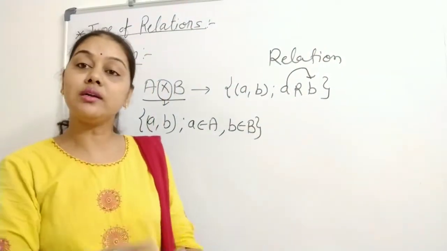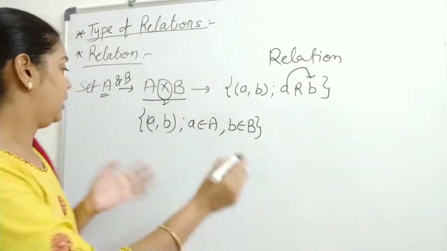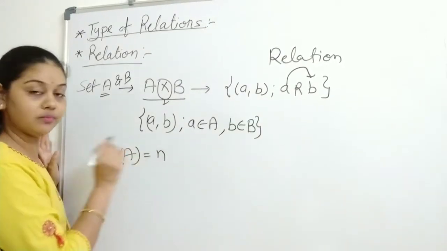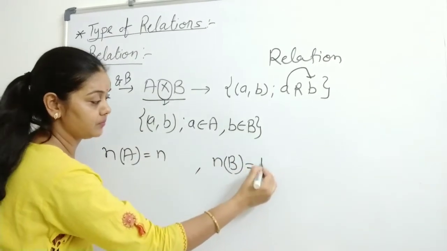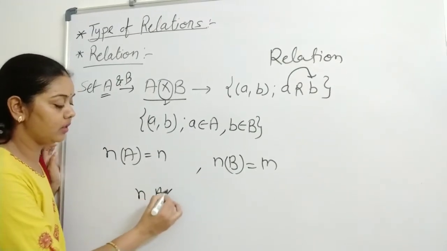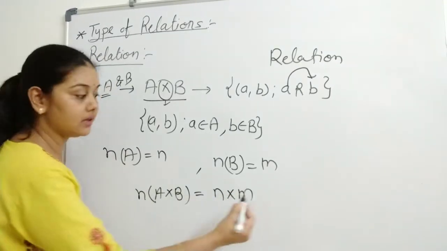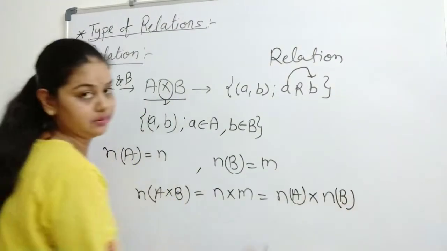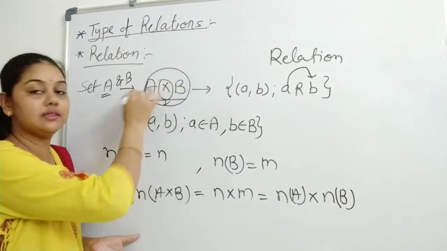Today we learn what are the different kinds of relation. How many total relations can we find? If the number of elements in A is n and the number of elements in B is n, then the total number of elements in A cross B will be equal to n cross n, that is the number of elements in A times the number of elements in B.